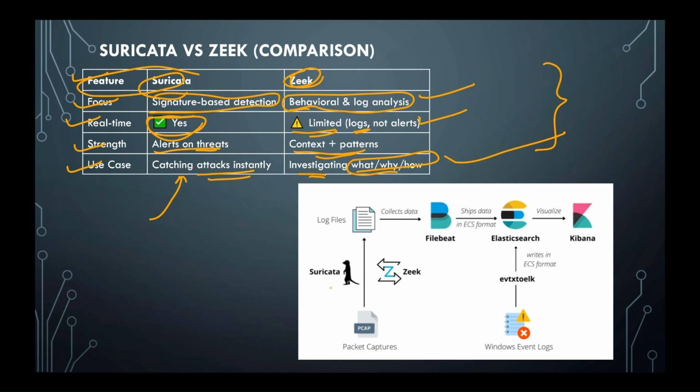So here you can see we have Suricata and Zeek, and this is the packet capture file, and here is the log file. So Filebeat can collect data, the packet capture and this log file, and send it to the Elastic system, and then you can visualize it in Kibana. So this is how it can help in your real SOC environment.